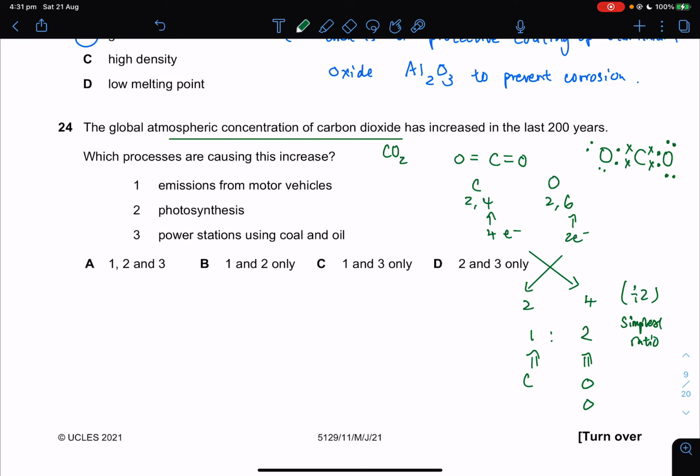This question is not about dot and cross. They are looking for what will increase the amount of CO2. So you get more from motor vehicles because we are talking about complete combustion. We are burning petrol. Petrol is a hydrocarbon. Complete combustion of petrol from motor vehicles will definitely give us more carbon dioxide. So that means D is wrong because D does not contain number 1.